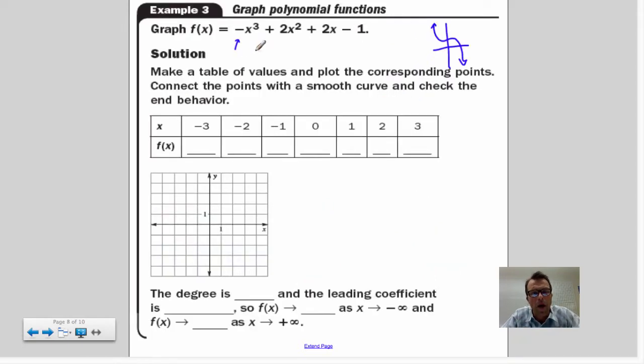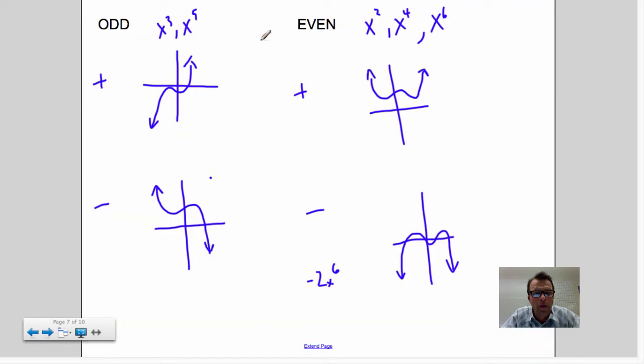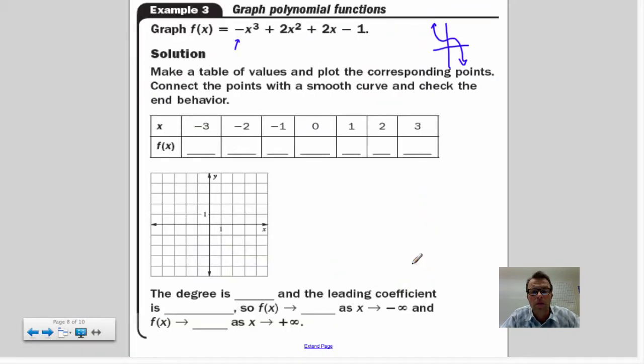And if this had been a power 4 with a negative, we would have looked at something like this, where both are going down. That's a great way to start graphing this polynomial function. So first we need a table of values, right? And so I'm skipping a lot of effort here.